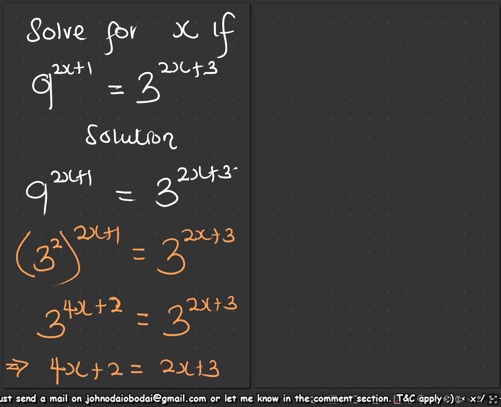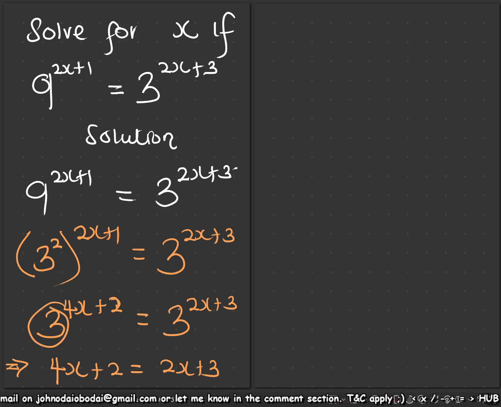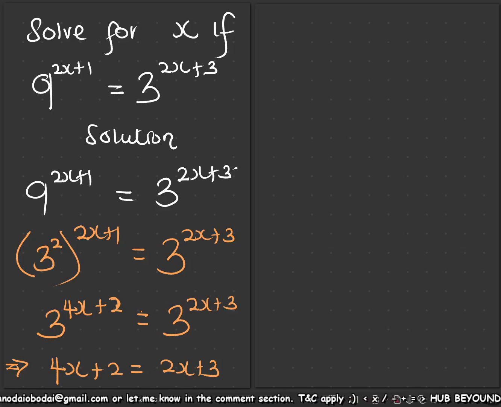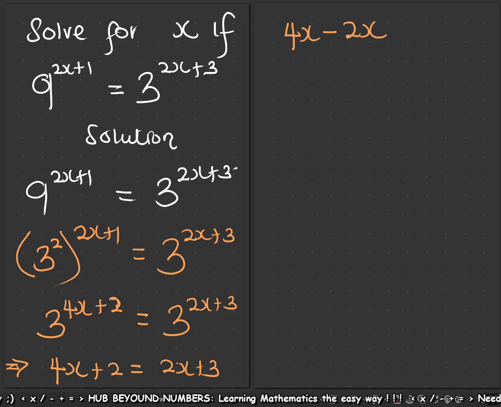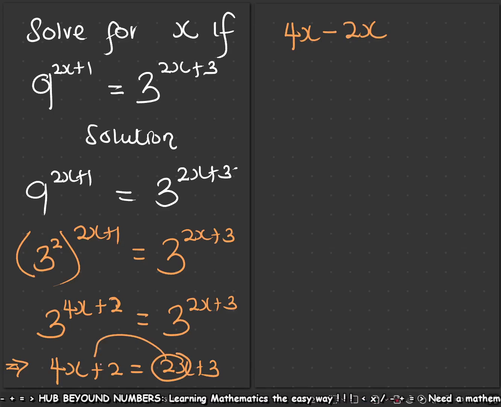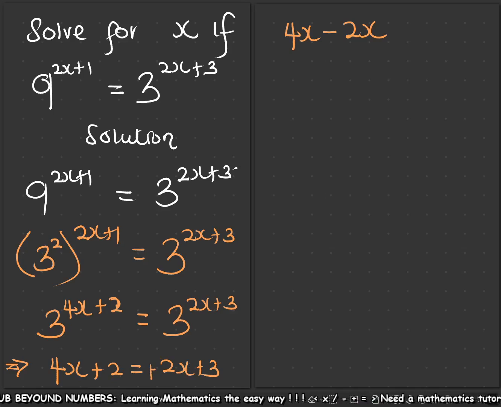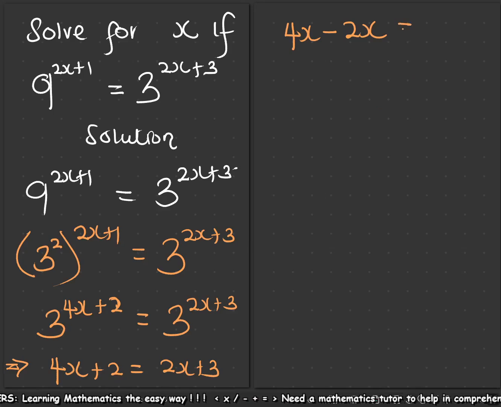You see that we have just ignored the bases. Why? Because they are the same. And that is the main reason why we made sure they were the same, so that we can equate the exponents. So with that done, we can say 4x minus 2x. Why minus 2x? We are taking this to the other side, and over here it is positive, so when transposed it becomes negative. So minus 2x is equal to 3 minus 2.